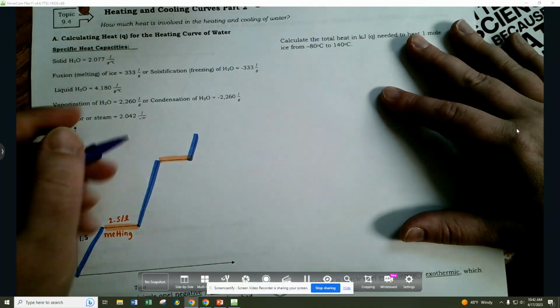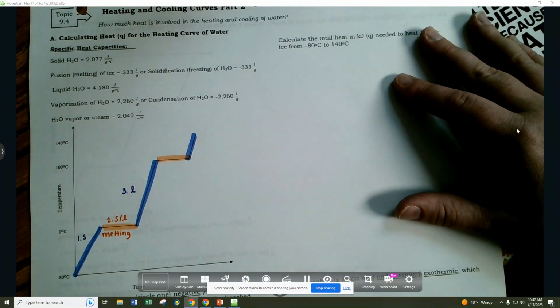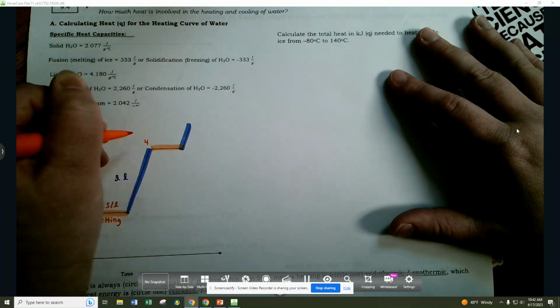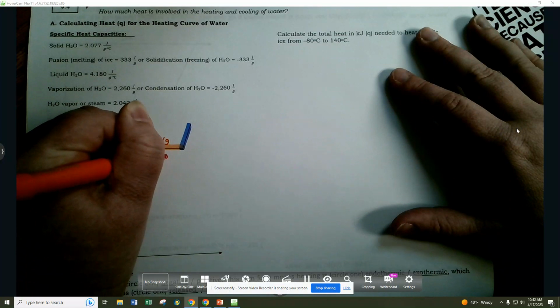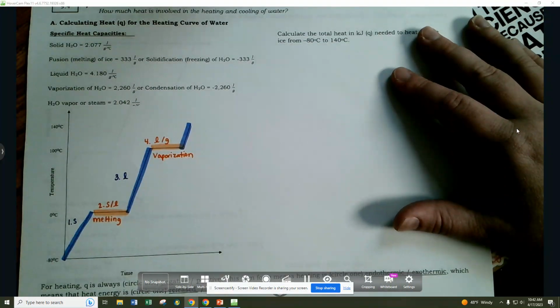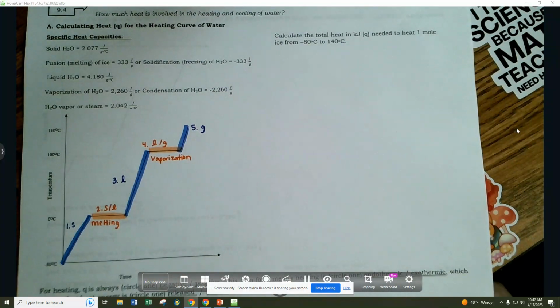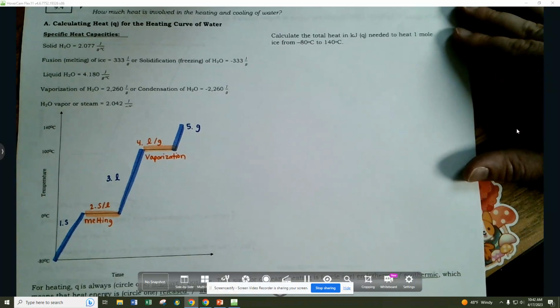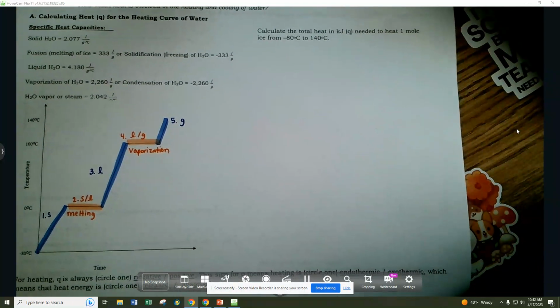In stage 3, we continue to heat, and this is where it is liquid water. In stage 4, we then blend liquid and gaseous phase, and this is where vaporization is going to happen. And lastly, step 5 is where we are heating the gas, the water vapor, the steam. So we have 5 total calculations we're going to do, one that corresponds to each of these 5 regions.